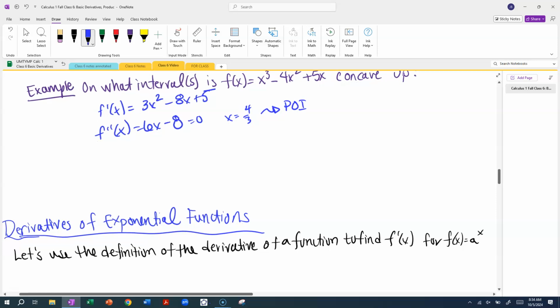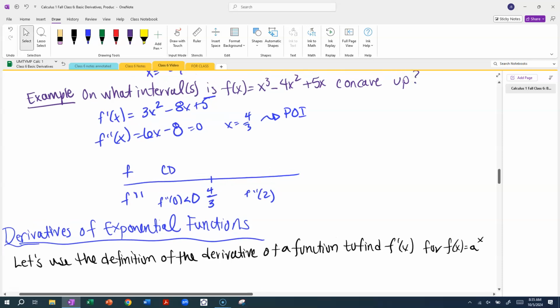So what do I need to do? I need to check it. So I do my little chart, okay? And on that chart, I'm going to put 4/3, right? And I'm going to say, let's do some test points. I'm going to do f double prime of 0 and then f double prime of 2. If I put in 0, I get something that's negative, less than 0. So then that means this is concave down, and then it's partially answering my question. And then if I put in 2, I get something that's greater than 0, so that's concave up.